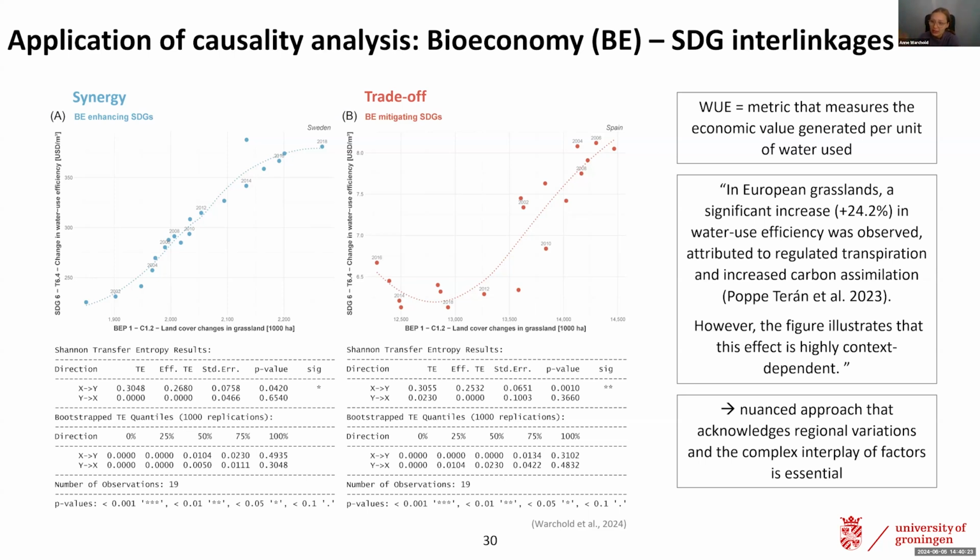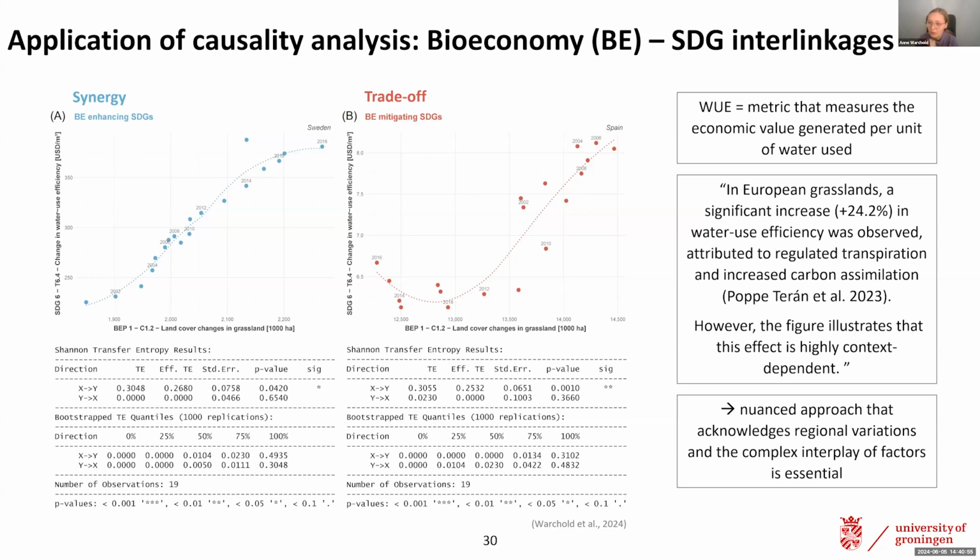But if we talk about causality, we see a strong correlation, both positive and negative. If you now go for the transfer entropy measure, we want to know which indicator is driving the change in which. On the left side, in the panel below the graphs, you see the Shannon transfer entropy results. You see the direction, going from X to Y and from Y to X. And you see the transfer entropy value, the p-value and the significance.